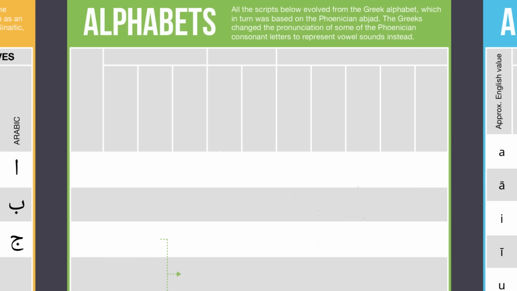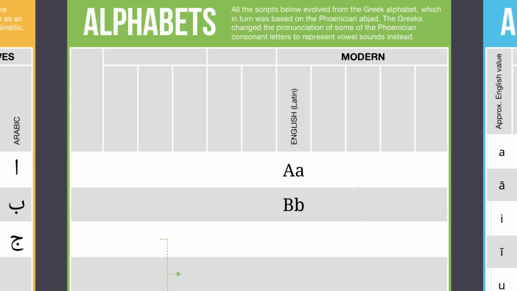I'm going to start with the category that is most familiar to English speakers: alphabets. In an alphabet, each letter represents a single sound, which can be either a consonant or a vowel. So, for example, the first letter in the English alphabet is the letter A, and it stands for the vowel sound A. The second letter is B, and it stands for the consonant sound B.